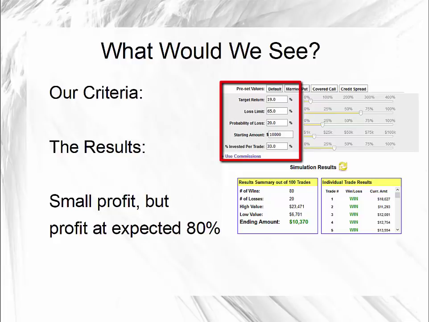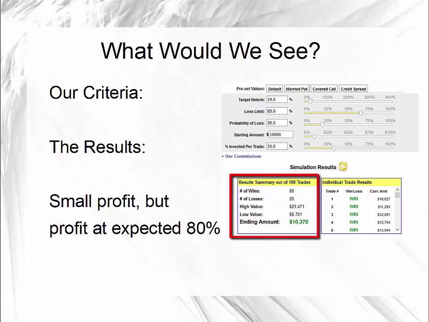Take that same $10,000, allocate 33% of that to each trade. Flip a coin 100 times. What do we get? Well, at the target of 80% winners, only 20% losers, we almost double our money. We do double the money at one point, taking the $10,000 up to $23,000 with strings of winners in a row. But we also get down to a loss of almost 33% at one point with the strings of winners and losers. And we end up, let's be honest, just a little bit above break even. And that's the simulation of being right 80% of the time.